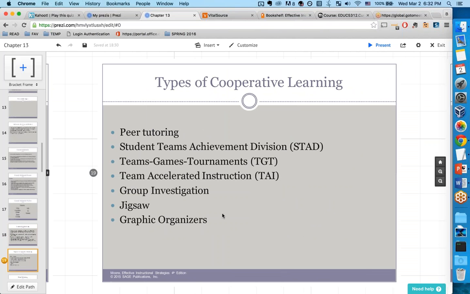All right, what are types of the cooperative learning? Peer tutoring, student teams achievement division, teams games tournaments, team accelerated instruction, group investigation, jigsaw, and graphic organizers. So we're going to take a look at them quickly.